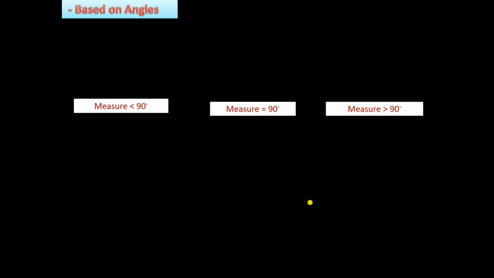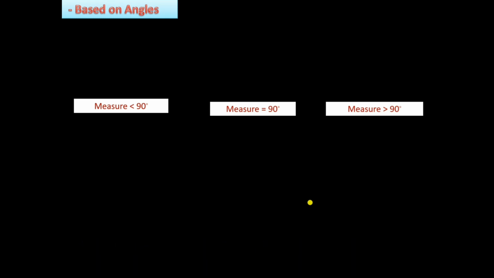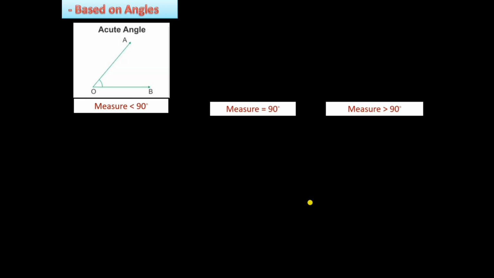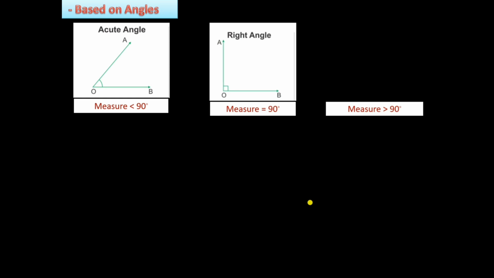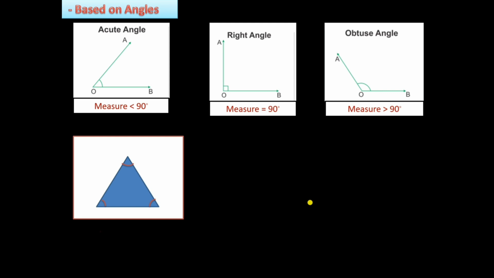You may remember from our previous videos about angles that there are different types of angles. Let us revise the topic of angles a bit. If the angle is less than 90 degrees, it is called an acute angle. If the angle is exactly 90 degrees, it is a right angle. And if it's greater than 90 degrees, then it's called an obtuse angle. This is how it looks. Triangles are also classified in a similar way.